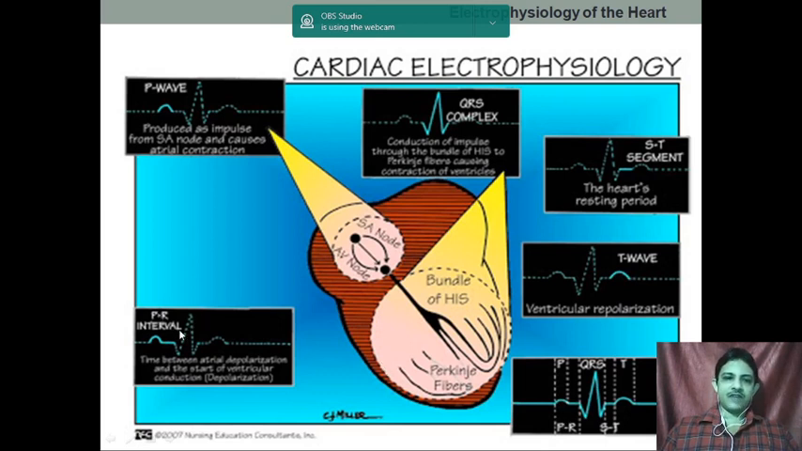And the PR interval is the time between the atrial depolarization and the ventricular conduction. So this is about the electrophysiology of the heart. In the next part we will see this graph in detail along with its importance.